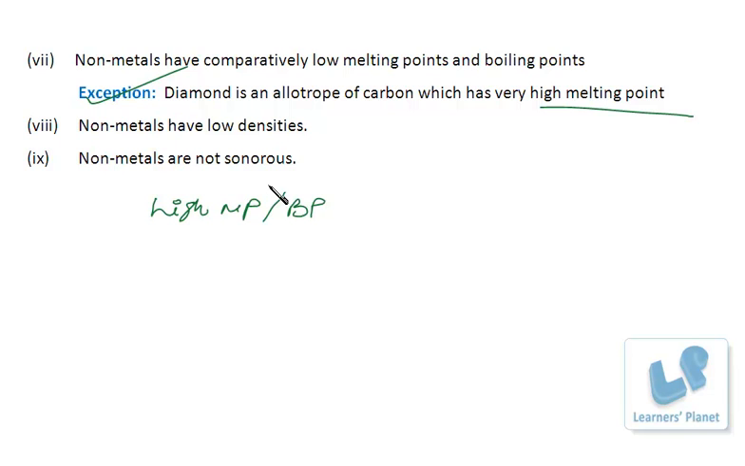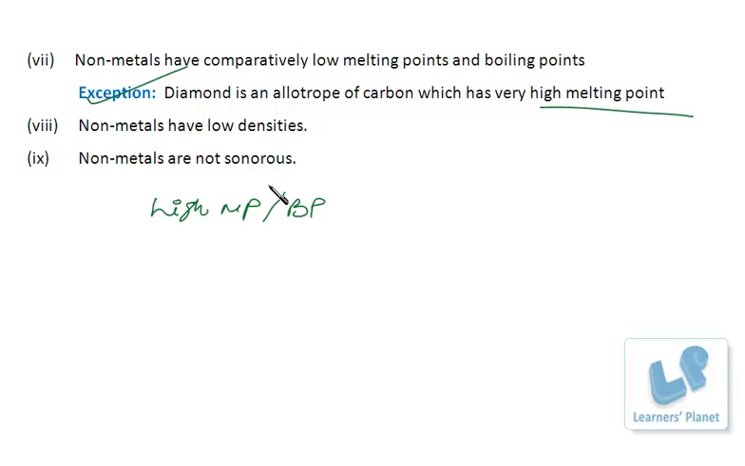Nonmetals have comparatively low melting and boiling points, right? But diamond, which is a form of carbon, has got a very high melting point. Nonmetals have low densities also, and nonmetals are not sonorous. So these are the properties of nonmetals. Now students, there are elements which have the properties of both metals and nonmetals. These elements are called metalloids or semimetals.